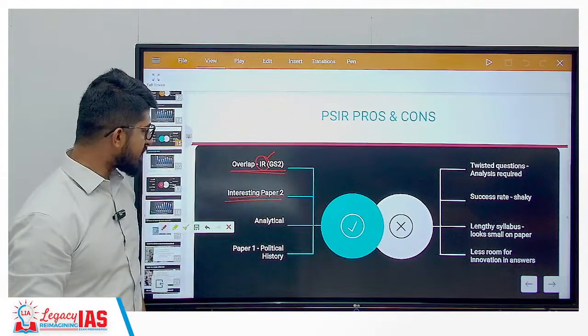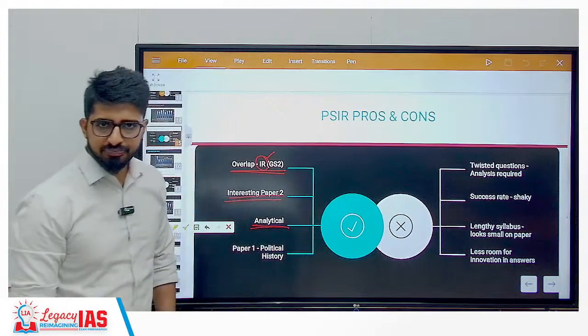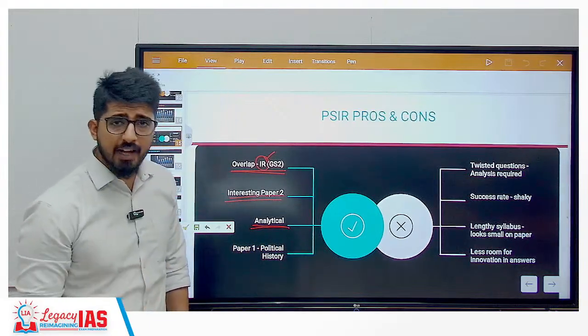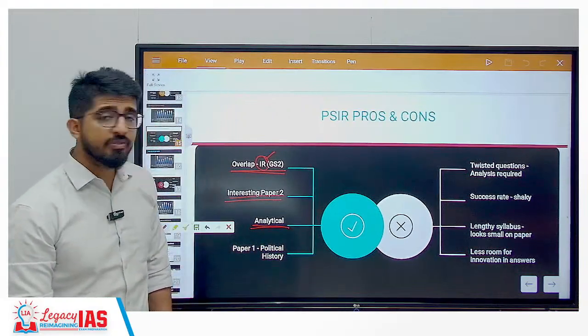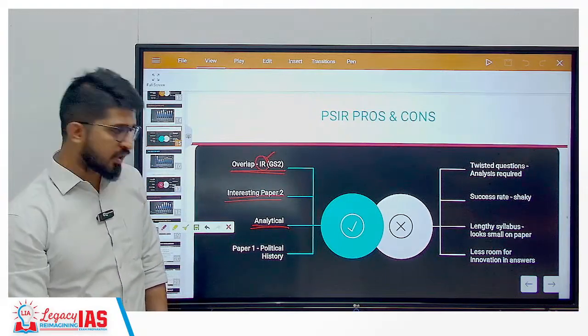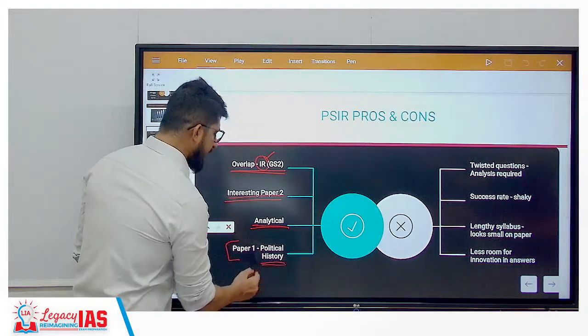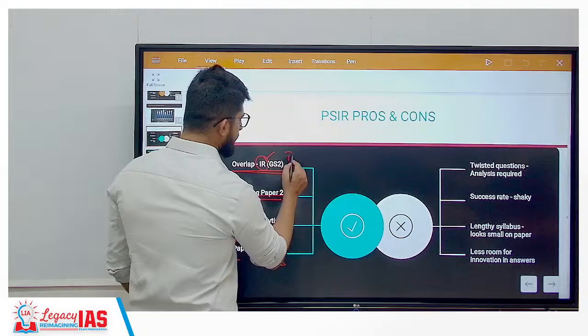It is very, very interesting, highly dynamic. It is a highly analytical paper as well. You have to do a lot of analysis. You have quite a lot of thinkers. Same holds true for your public administration as well, thinkers. Paper 1 is political history, right? It has an overlap with your polity to an extent.